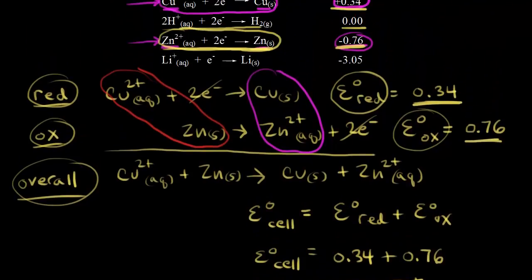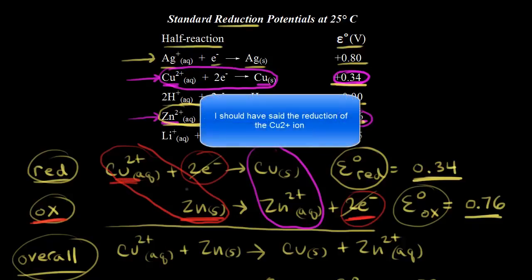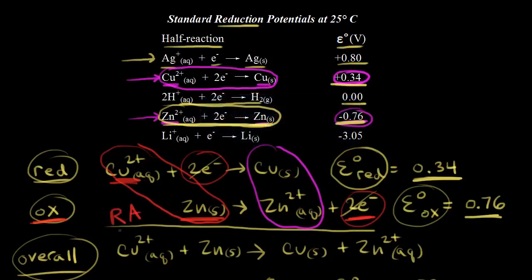Let's look in more detail at our half reactions. So let's start with the oxidation half reaction. We know that zinc is being oxidized, right? Zinc is losing 2 electrons. And those 2 electrons that zinc loses are the same 2 electrons that cause the reduction of copper. So zinc is the agent for the reduction of copper. So we say that zinc is the reducing agent.